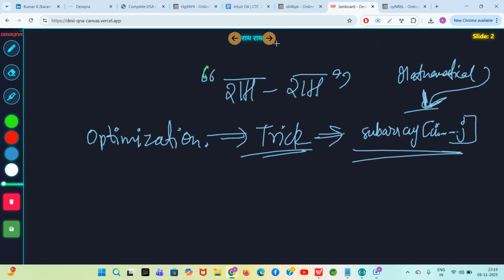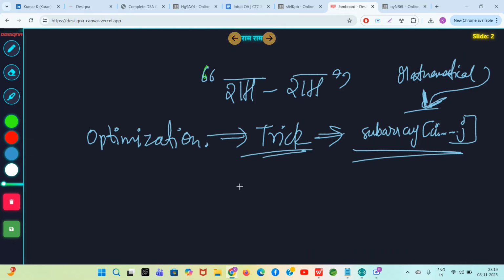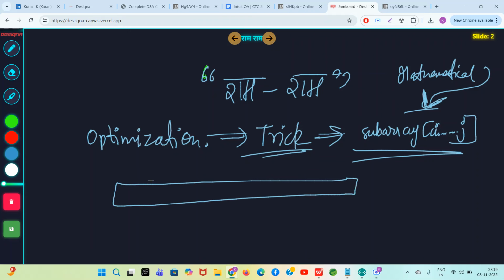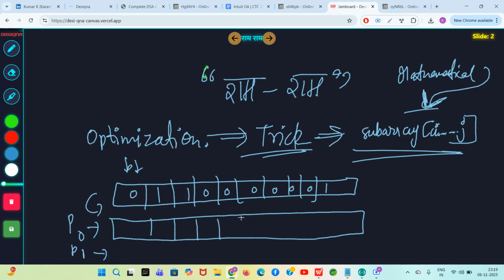So let's say a subarray is valid. Okay, so before that, let's say this B array is given to you: 0 1 1 0 0 0 0 0 0 1. You will create a prefix 0 array, P0 array, and you will create a P1 array. P0 array will tell you how many zeros are there from index 1 to index i. We always do that in hashing prefix suffix problems.